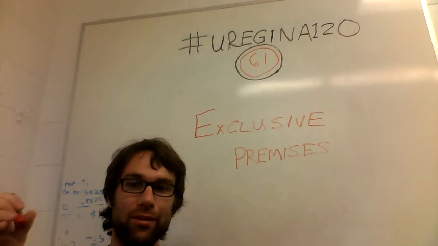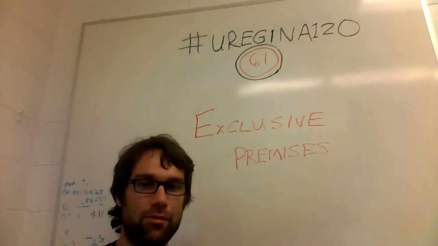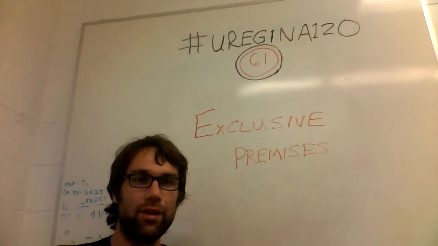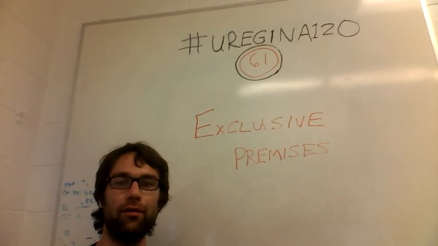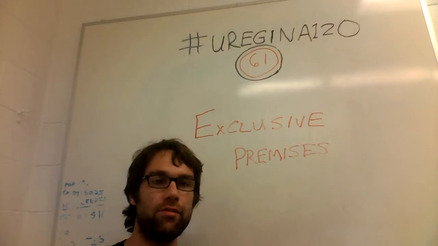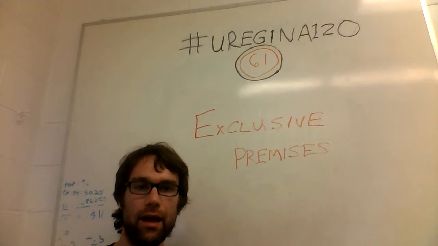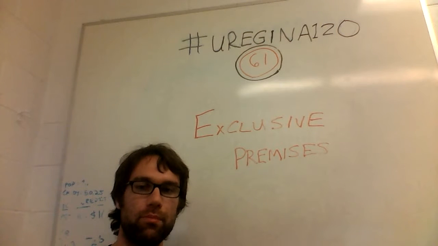And today we're going to be learning about another logical fallacy, the fallacy of exclusive premises. This is going to be one of the easier lessons, hopefully. The rule of what makes a logical argument valid is that it has to have at least one premise be affirmative. So, i.e., you cannot have both premises being negative.